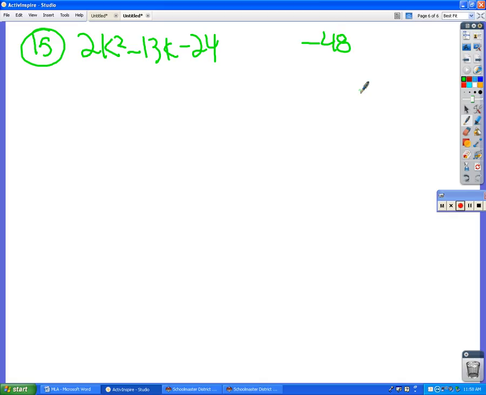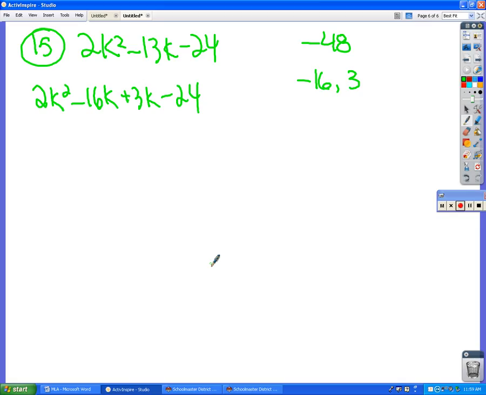So I need 2 numbers to multiply together to be negative 48 and add to be negative 13. What are they? Negative 16 and 3. So some of these are hard to come up with. If you have a hard time figuring out what the numbers should be, ask Allie or ask Nate. They are the factoring champions of the class. Okay, so then let's rewrite this as 2k squared minus 16k plus 3k minus 24.